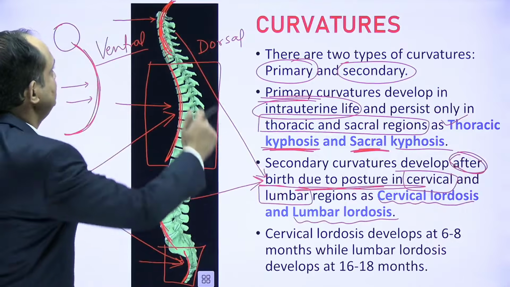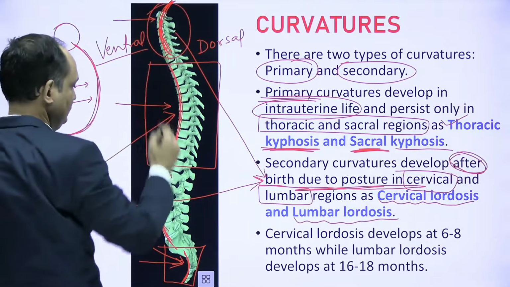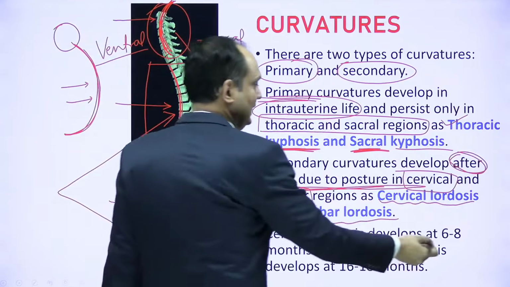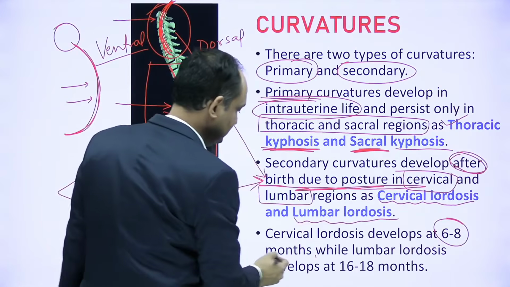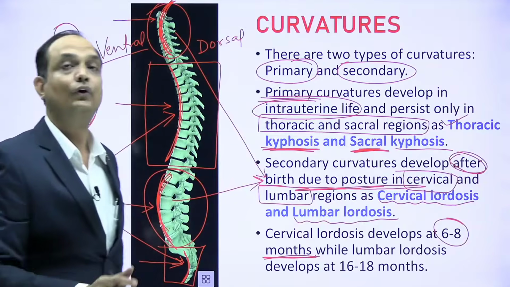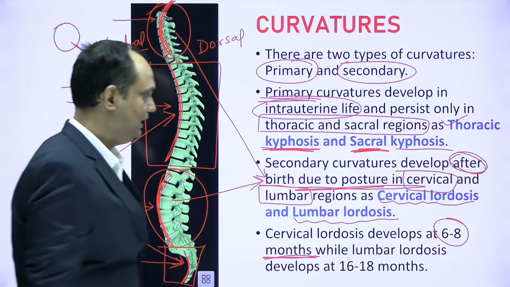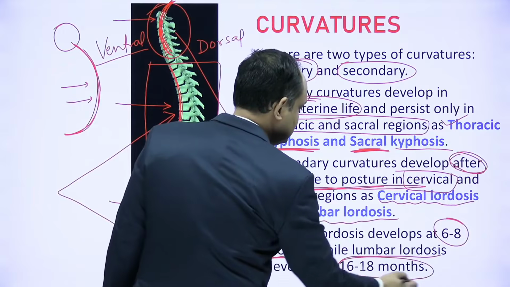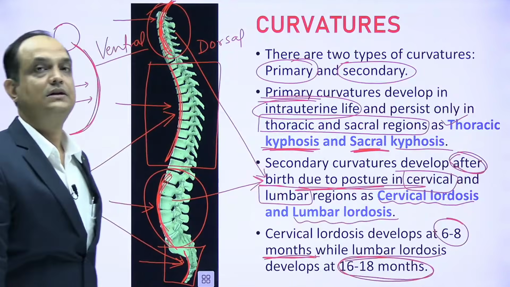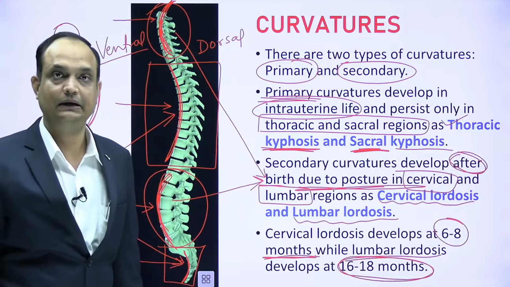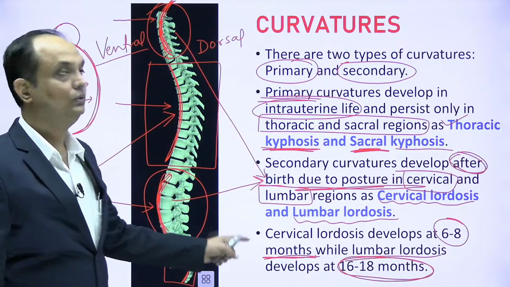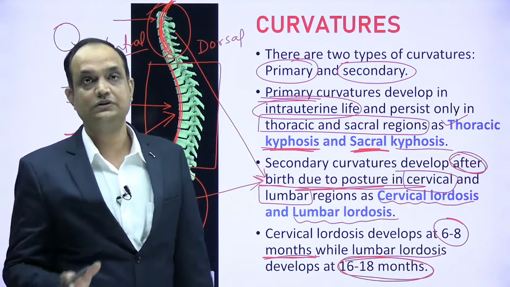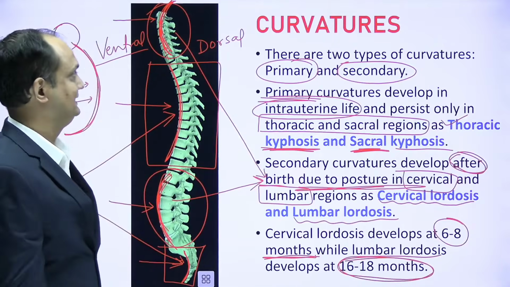Now the question is, when do these lordoses appear? The cervical lordosis develops at the age of 6 to 8 months, when the baby has full head holding, while the lumbar lordosis develops at 16 to 18 months, when the baby starts walking independently. So these are the 2 important types of kyphosis and lordosis which can be asked in your exam.